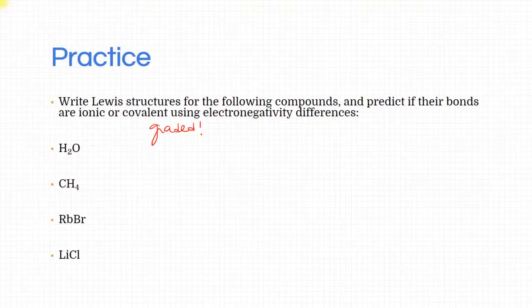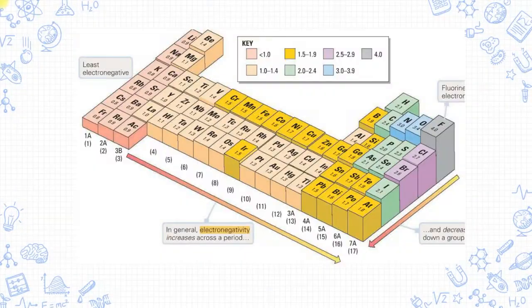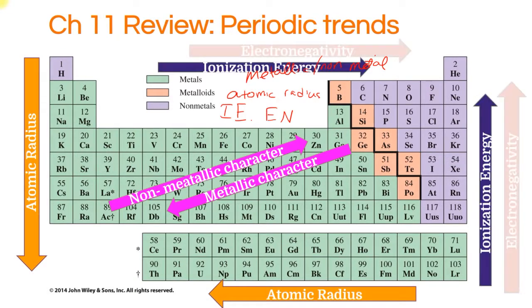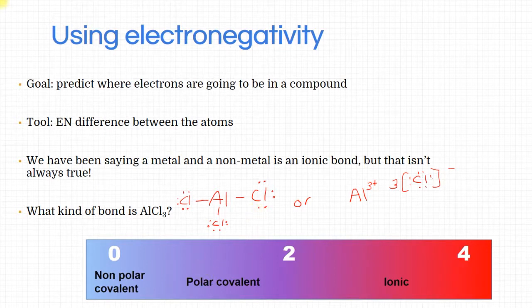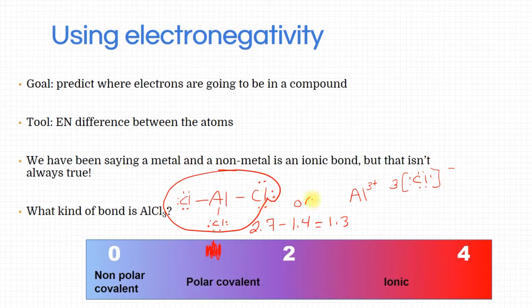So we're going to go back to our chart. Aluminum is 1.4 and chlorine is 2.7. Those values are what we're going to use. So 2.7 minus 1.4 will give us the answer. Our trusty calculator says the answer is 1.3, which means it's polar covalent. So this structure, the covalent structure, is actually correct, not the ionic one.